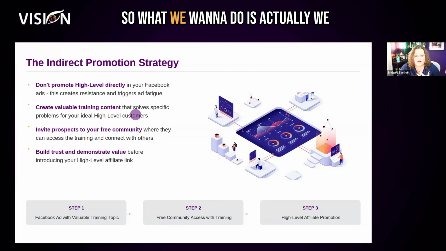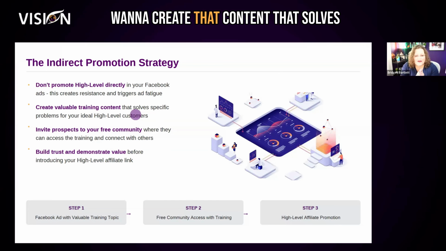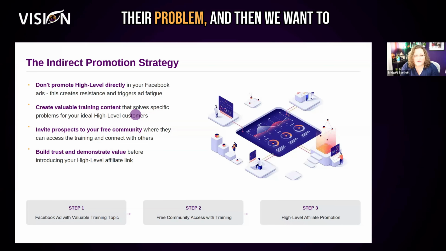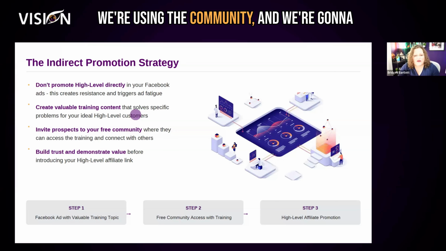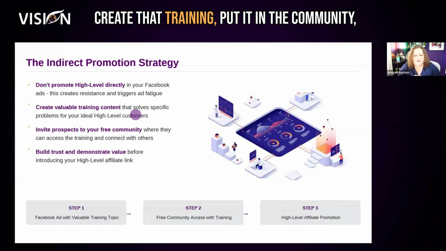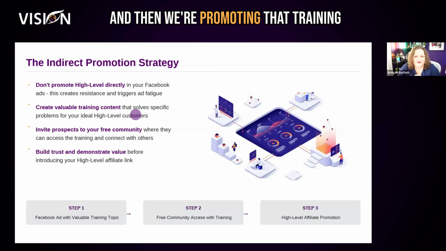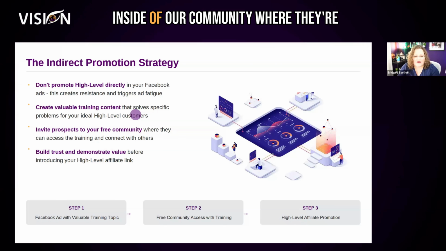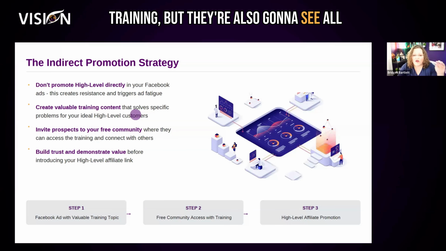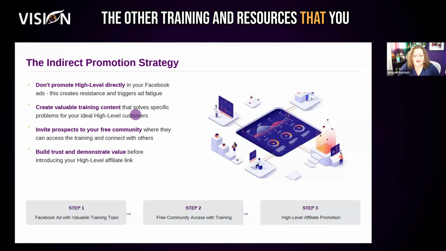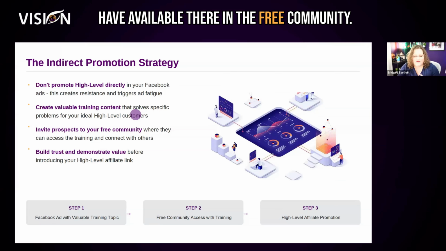Okay. So what we want to do is actually we want to create that content that solves their problem. And then we want to invite them in our free community. Okay. So we're utilizing the 4-hour workday strategy. We're using the community and we're going to create that training, put it in the community, and then we're promoting that training inside of our community where they're going to get access. They're going to see that training, but they're also going to see all the other training and resources that you have available there in the free community.